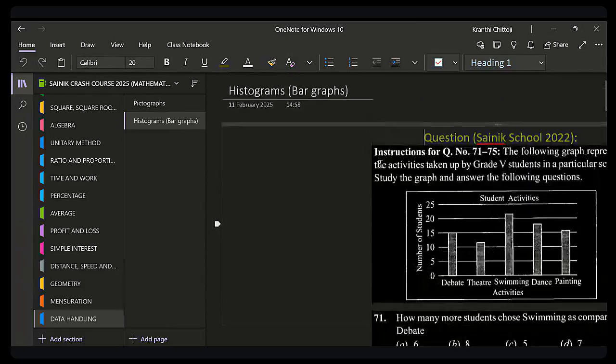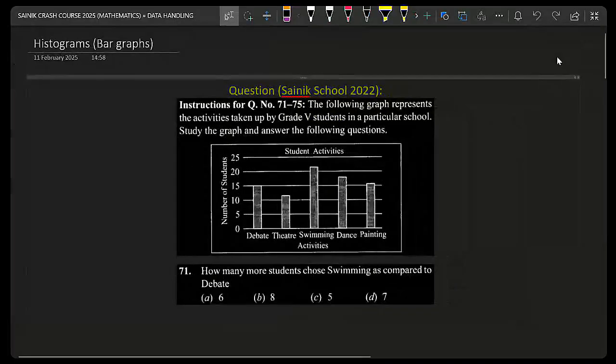After pictographs, we have histograms. We discussed bar graphs already. Histograms are nothing but bar graphs. So here also the scale is very important, that is, what every box indicates on the vertical axis. The following graph represents the activities taken up by grade 5 students in a particular school. Study the graph and answer the following questions.